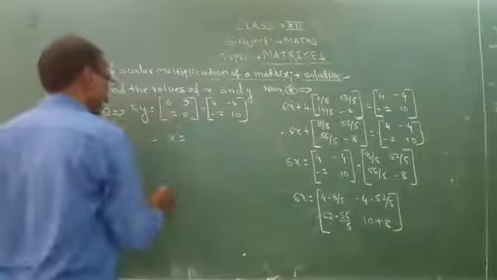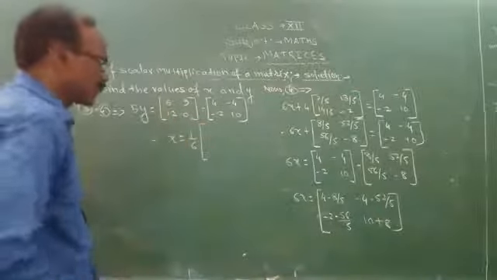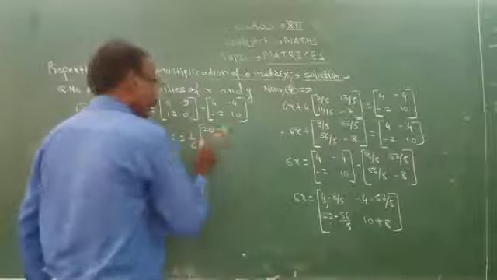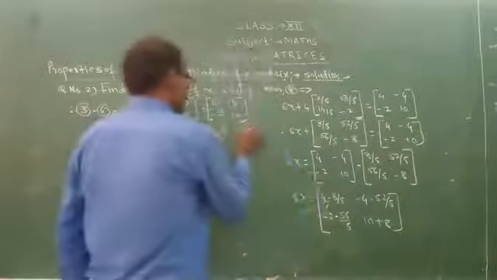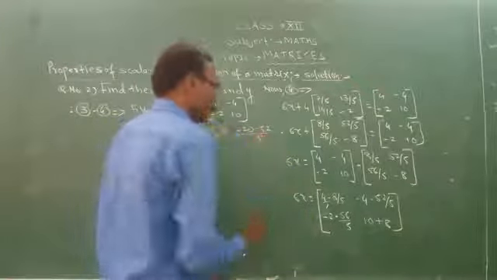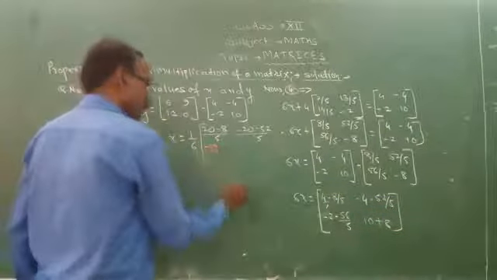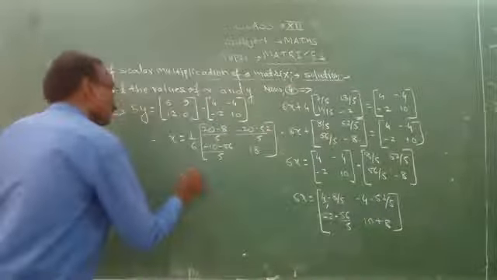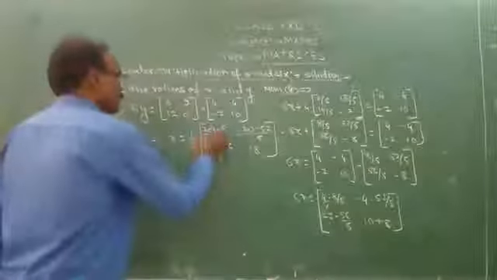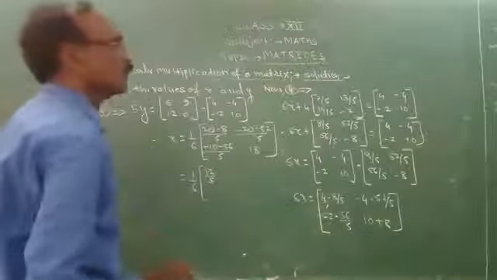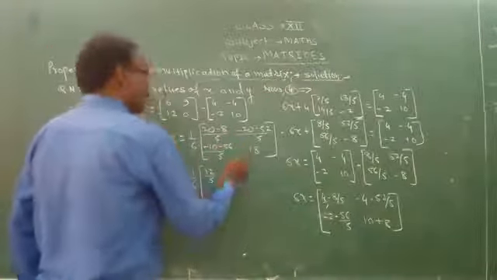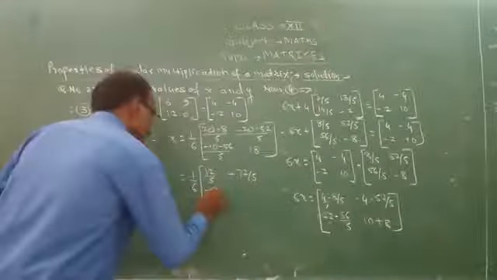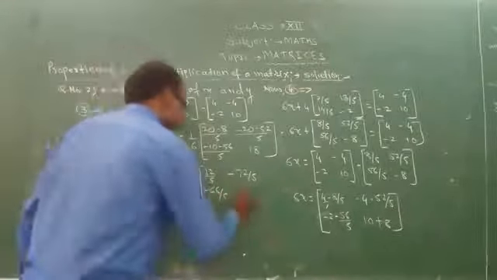Therefore x equals 1 by 6 into the bracket: 20 minus 8 by 5, that is 12 by 5; minus 20 minus 52 by 5, that is minus 72 by 5; minus 10 minus 56 by 5, that is minus 66 by 5; and this is 18.